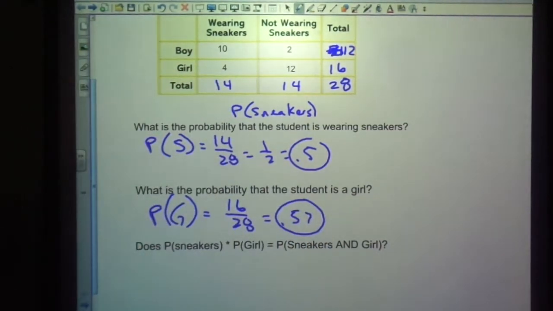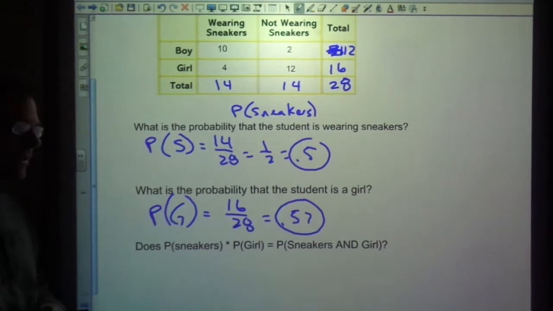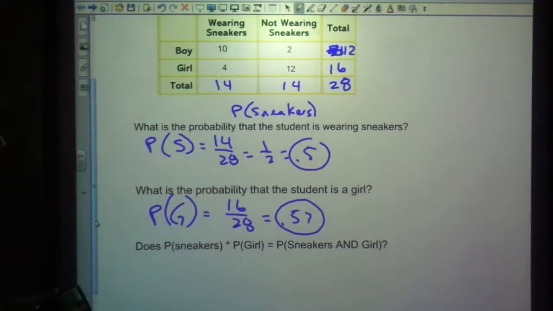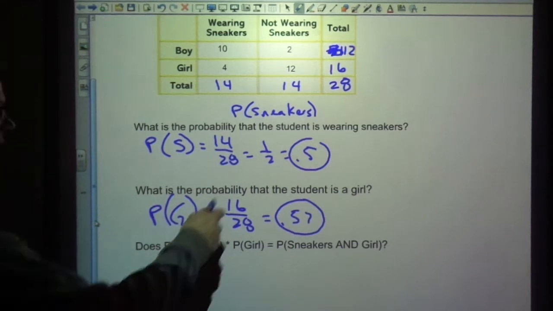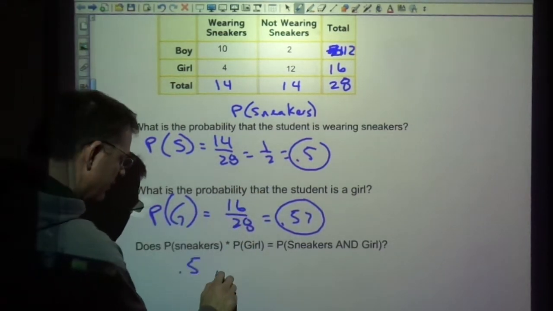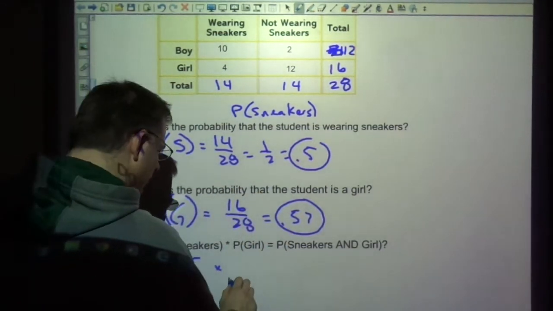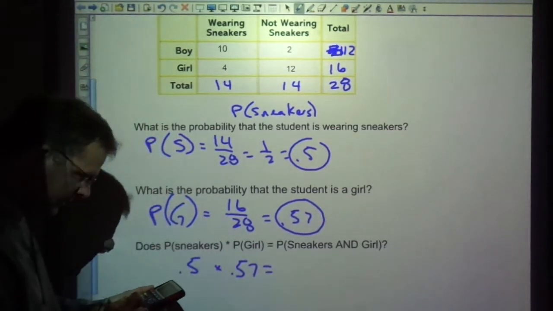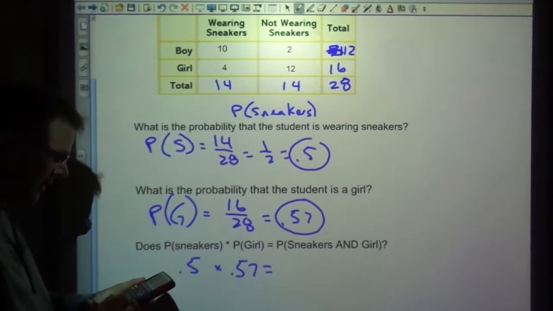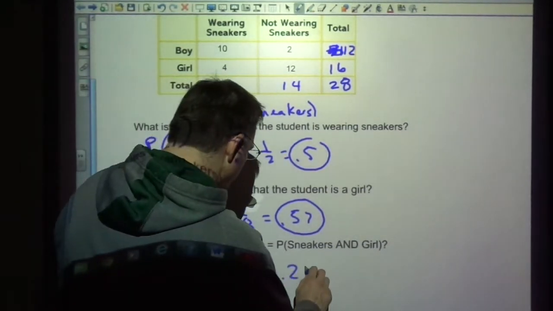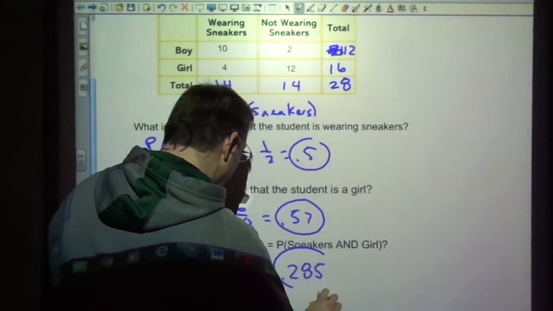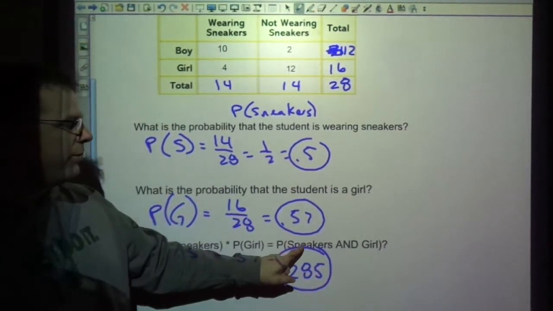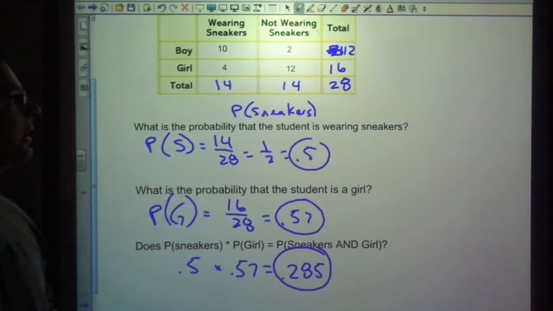Now, we know that if they're independent events, then P(A) times P(B) equals the probability of the intersection of A and B. Does that work here? The probability of wearing sneakers times the probability of being a girl is 0.5 times 0.57, which is 0.285. Well, is that really the answer to the probability of both wearing sneakers and being a girl?